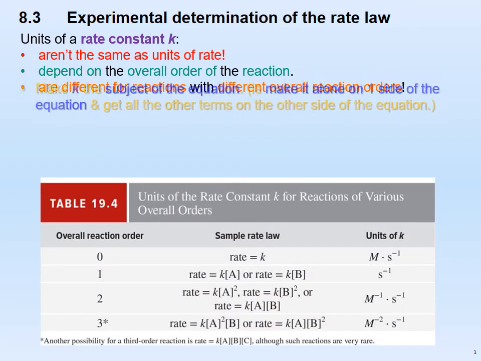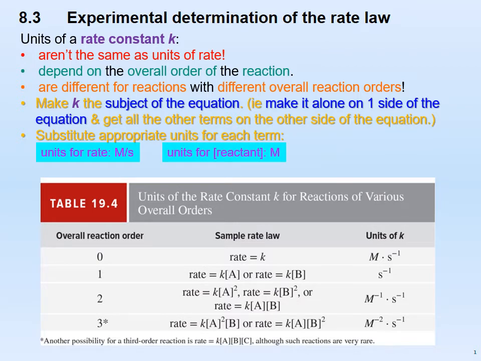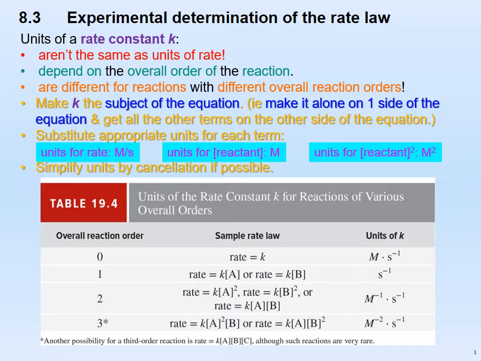Make k the subject of the equation. That is, make it alone on one side of the equation and get all the other terms on the other side of the equation. Substitute appropriate units for each term. The units for rate is molar per second. The units for reactant concentration is molar, and units for reactant concentration squared is molar squared. Then simplify units by cancellation if possible.